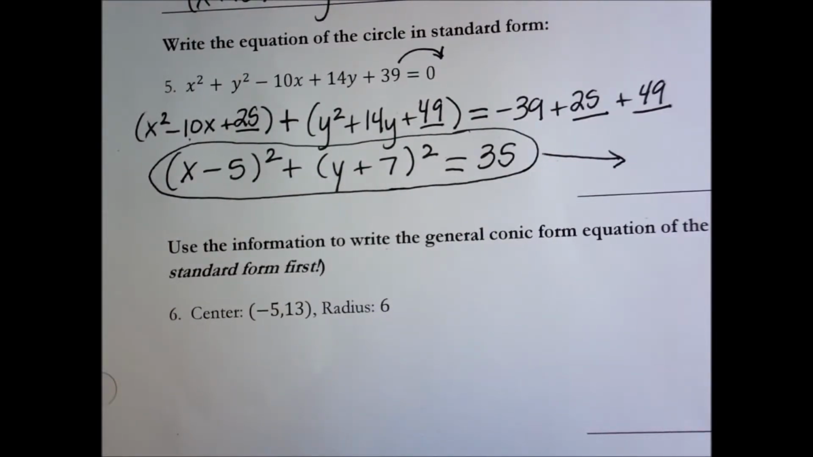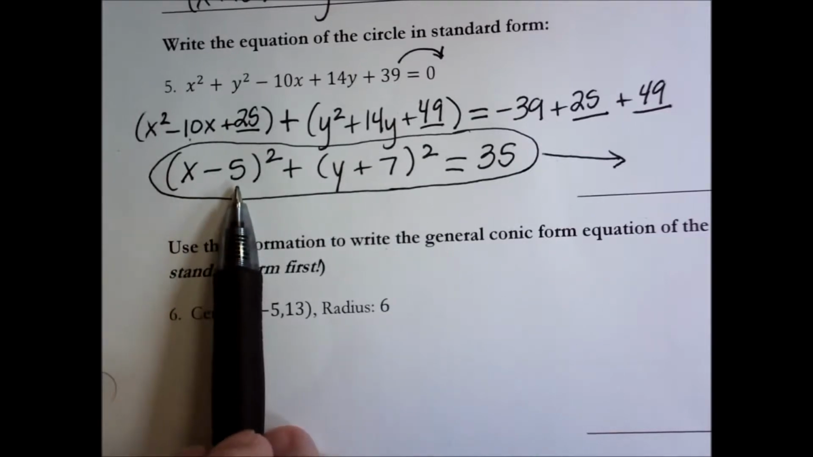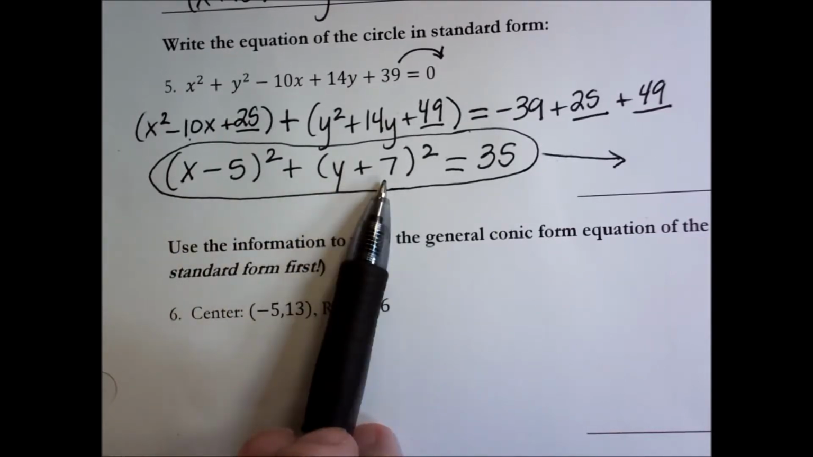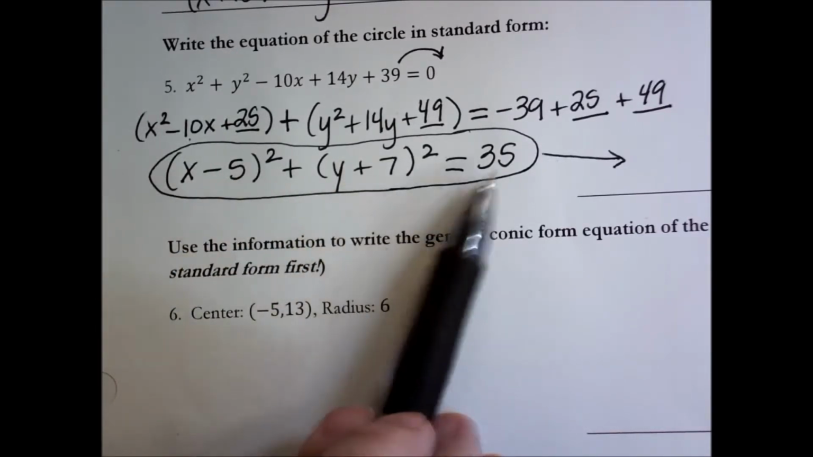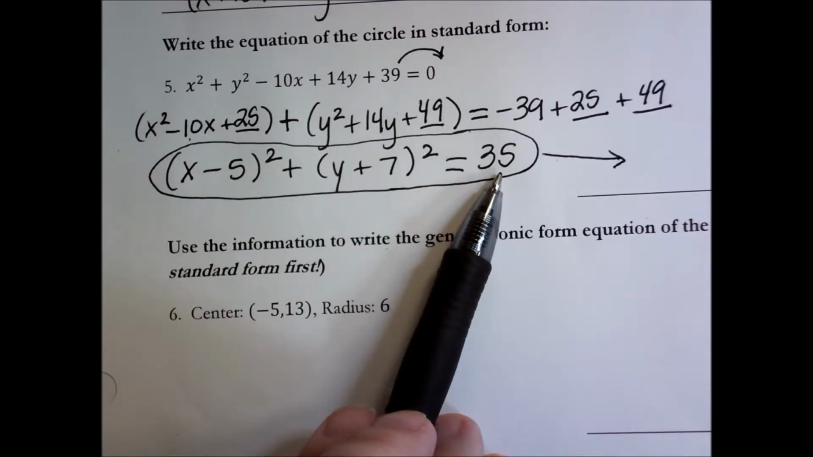If you were asked, and sometimes you are, for the center and the radius from this equation, the center would be 5, negative 7. The radius would be the square root of 35. And since the square root of 35 does not have any perfect squares as factors, that's it. You can't simplify it. So it would just be the square root of 35.